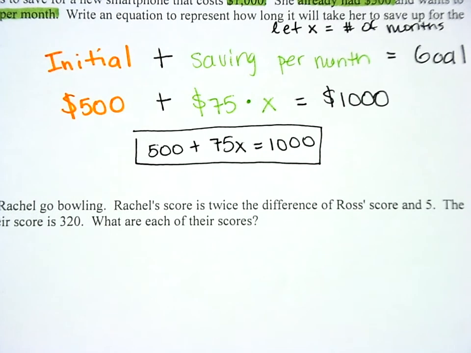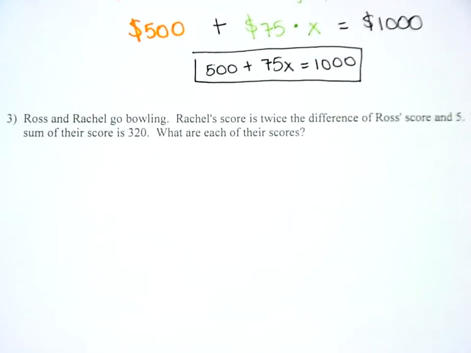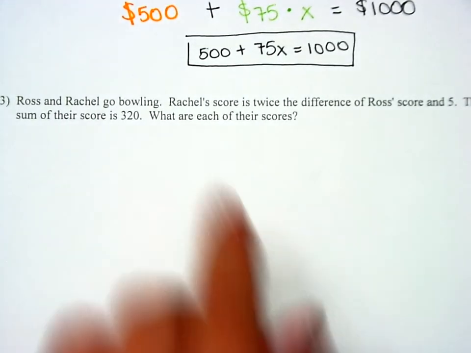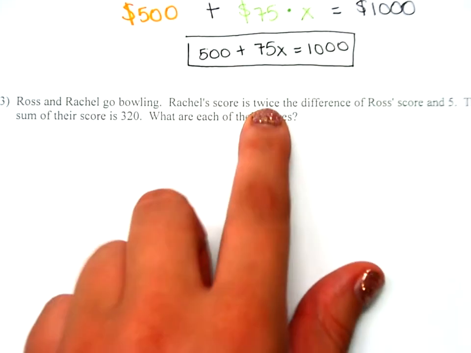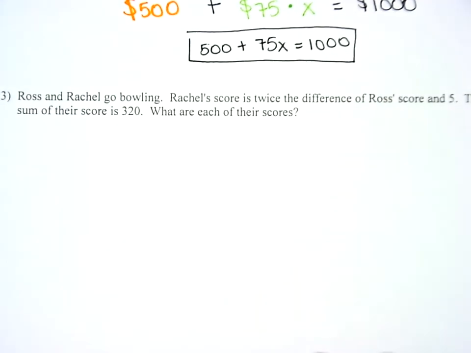Okay, now we're going to get into a problem where we actually use the equation. So kind of 2 steps here. Let's read what's going on. Ross and Rachel go bowling. Rachel's score is twice the difference of Ross's score and 5. The sum of their scores is 320. What are each of their scores?